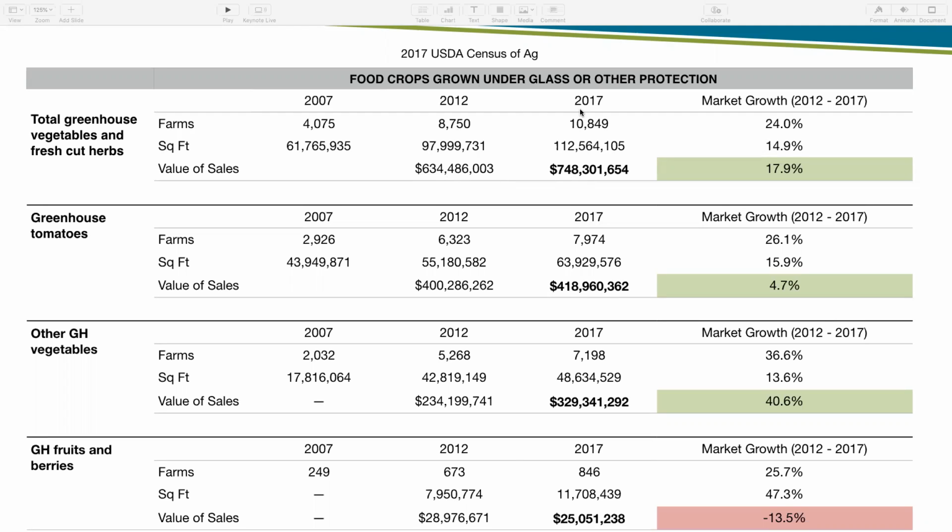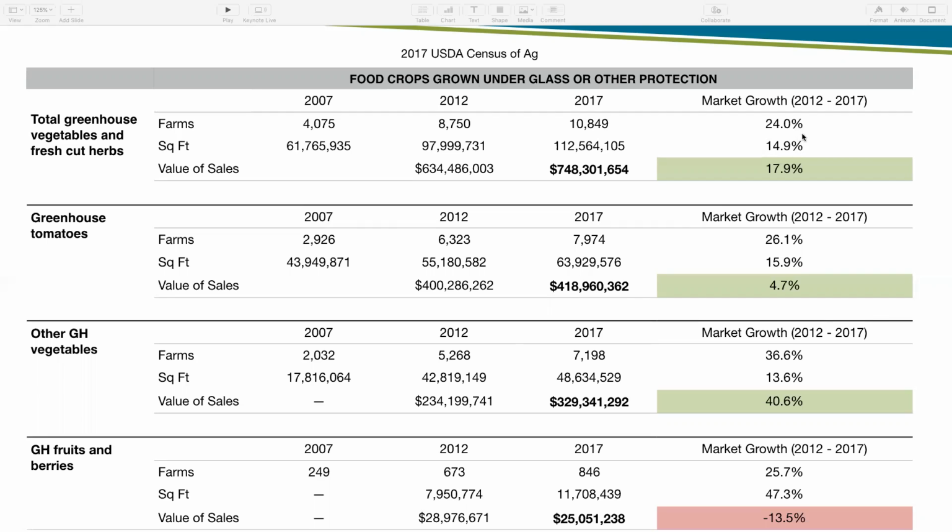Other parameters we can look at are the number of farms. There was an increase in the number of farms from 8,750 to 10,849, a growth of 24%. But then the square footage also grew from 97,000, almost 100,000, to 112,000.